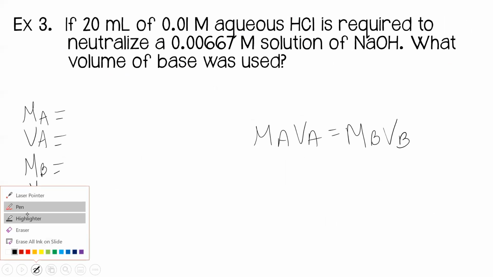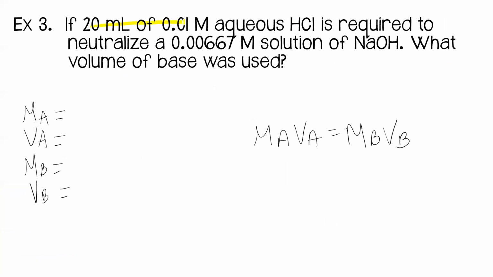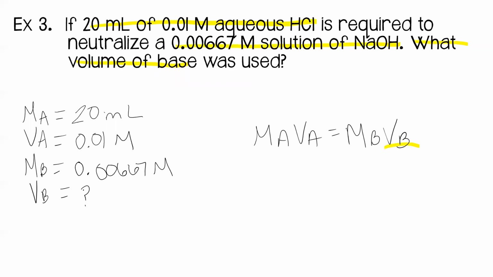Okay, so reading the problem, 20 milliliters of a 0.01 molar aqueous acid solution, HCl hydrochloric acid, is required to neutralize a 0.00667 molar solution of sodium hydroxide, a base. What volume of base is needed? So now I'm solving for VB. So let me fill in what I know. I know the volume of acid, I know the molarity of acid, and I know the molarity of base. And I am finding volume of base.